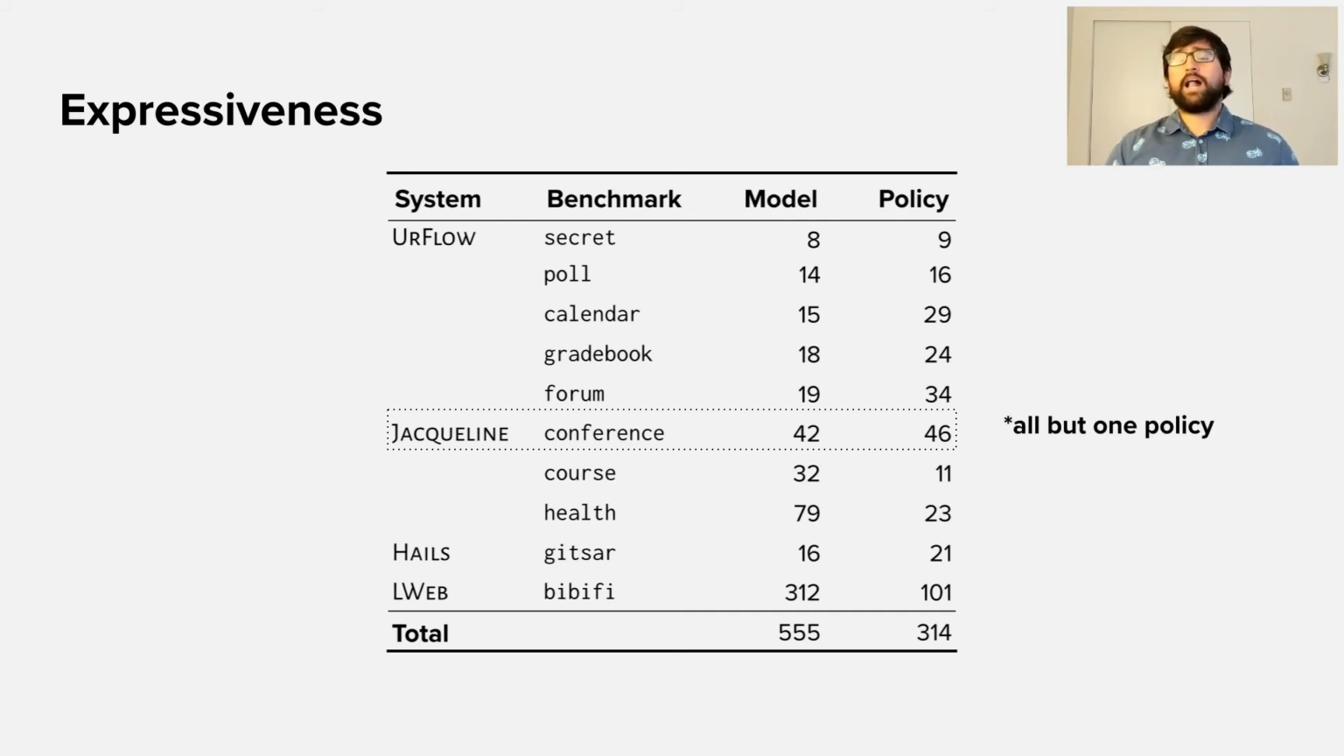We found that all policies were expressible in STORM, except for one. The sole exception was in Jacqueline's conference manager, and involved the existence of a PC conflicts table and a policy which relied on the absence of rows in that table, which is something we cannot currently express in STORM. It is worth noting, though, that unlike STORM, Jacqueline is a dynamic framework, and that STORM was able to express all the other policies in their benchmarks.